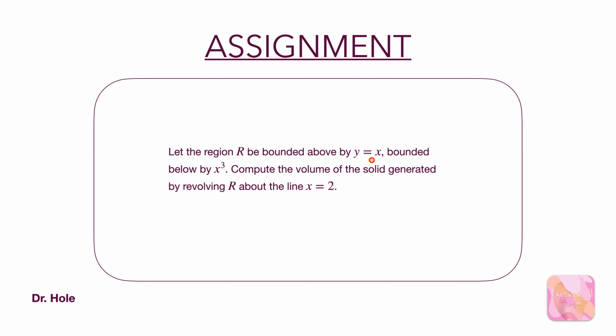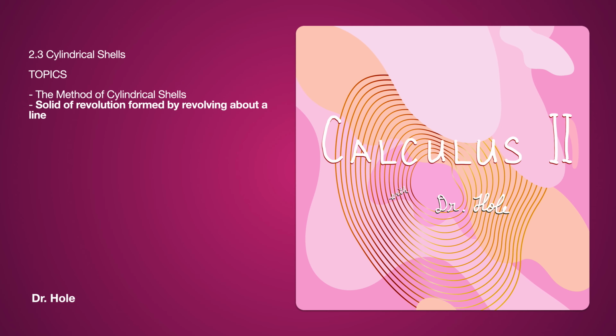Now, the region R is, in this assignment, bounded by x and x cubed. However, instead of revolving about the x-axis, in this problem, revolve about the line x equals 2. And if you apply the concept of big minus small, this problem should also go through without any problems. Fantastic.